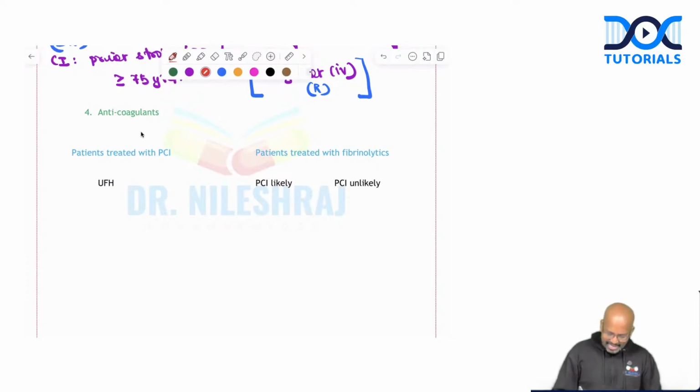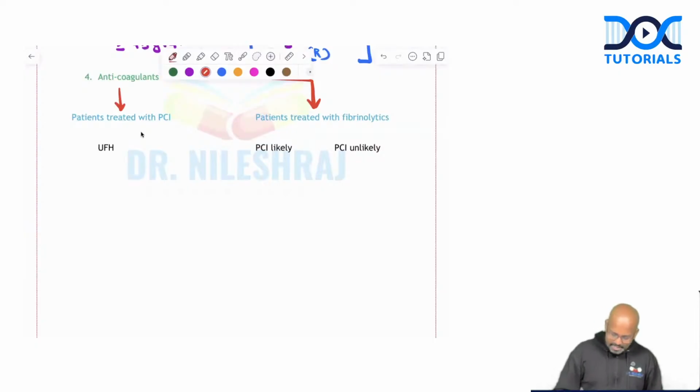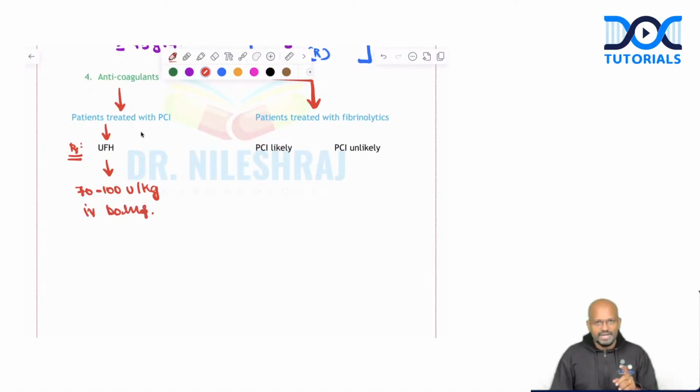Within anticoagulants, the same sequence, guys: patients treated with percutaneous intervention, and patients treated with fibrinolytic agents. For percutaneous intervention, we usually treat the patient with unfractionated heparin. The usual dose which we administer is around 70 to 100 units per kilogram via IV bolus. UFH stands for unfractionated heparin.